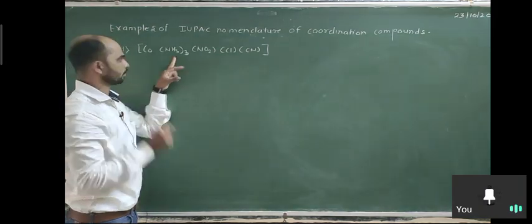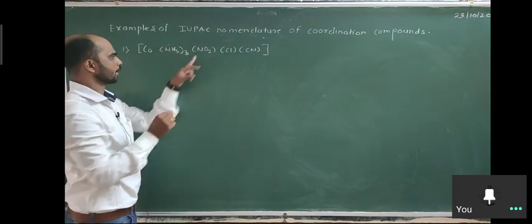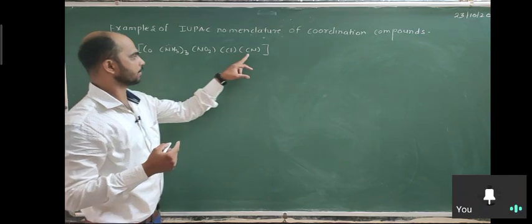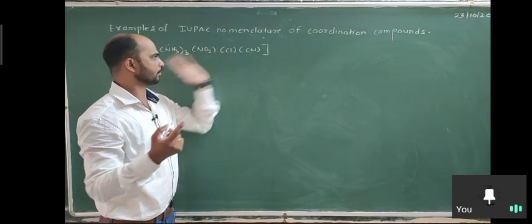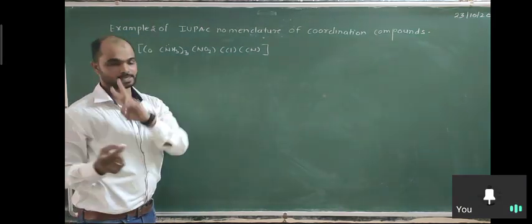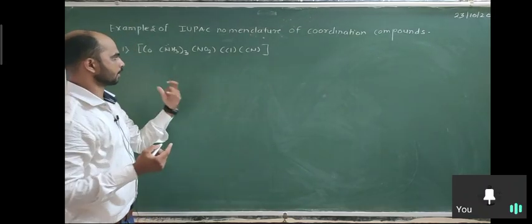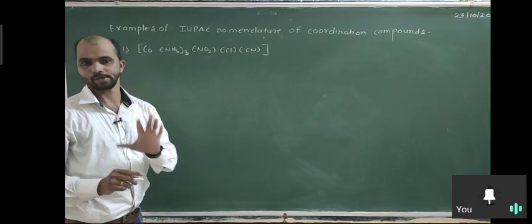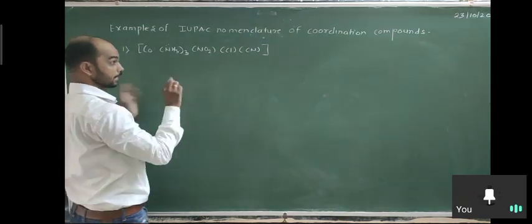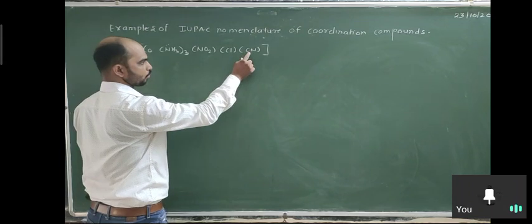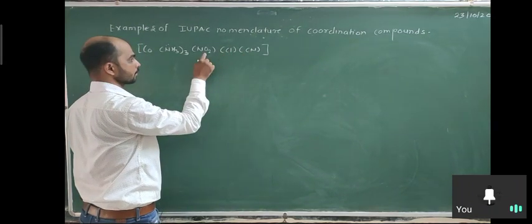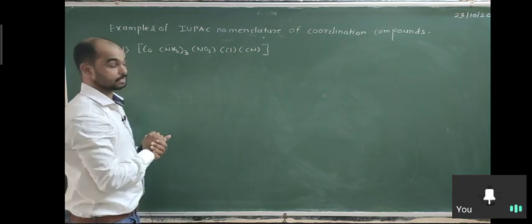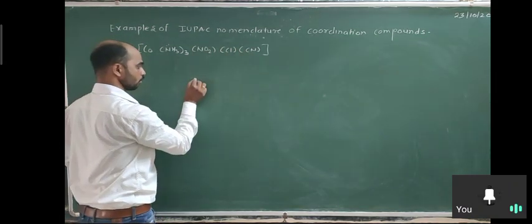NH3 is neutral because it contains a lone pair. NO2 minus is a negative ligand. Cl minus is a negative ligand. CN minus is again a negative ligand. So here there are 3 negative ligands. We start the name from the negative ligands, and among negative ligands we use alphabetical order. Alphabetically, here is the cyano, the chloro, and the nitro. Cyano and chloro both start with the letter C.